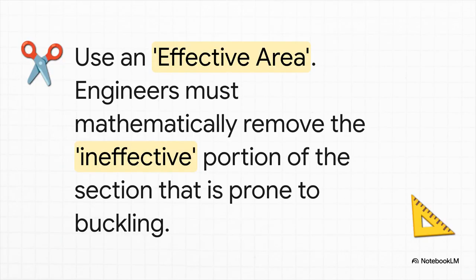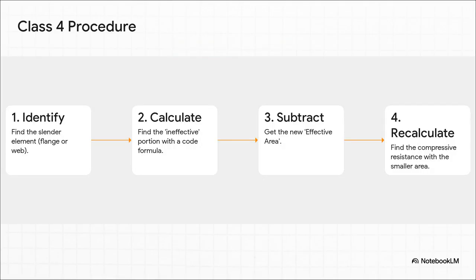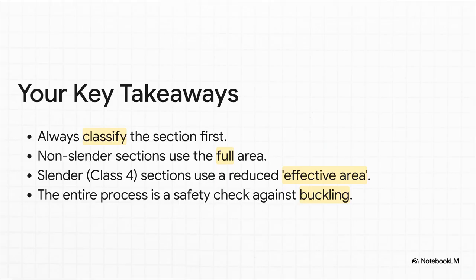So what's the workaround? The solution is actually pretty clever. Since you can't rely on the whole cross-section, you basically just pretend the wobbly bits aren't there. The code makes you calculate a smaller, effective area by mathematically slicing off the parts of the steel that are just going to buckle away anyway. So the procedure gets a little tweak. First, you pinpoint which part is too thin. Then, you use a special formula to figure out how much of it is ineffective, and you subtract it. That leaves you with your new, smaller, but trustworthy effective area. And from there, you just redo the whole compressive strength calculation, but you plug in this new, smaller area instead of the original one.